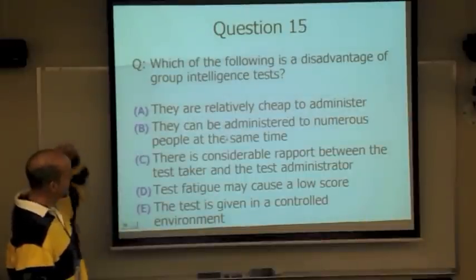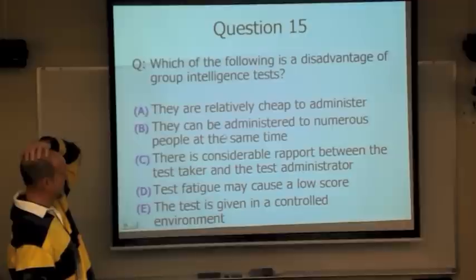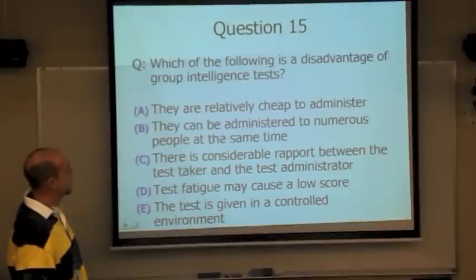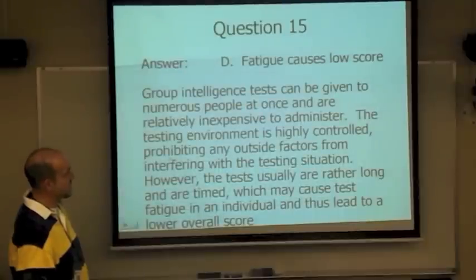Now, which of the following is a disadvantage of the group intelligence test? They are relatively cheap to administer. They can be administered to numerous people at the same time. There is considerable rapport between the test taker and the test administrator. Test fatigue may cause a low test score. The test is given in a controlled environment. Again, here it is, disadvantage, and the answer is D. Fatigue causes a low test score.